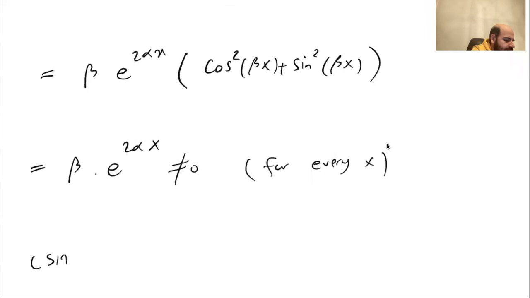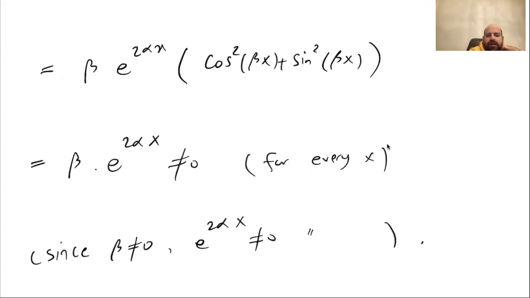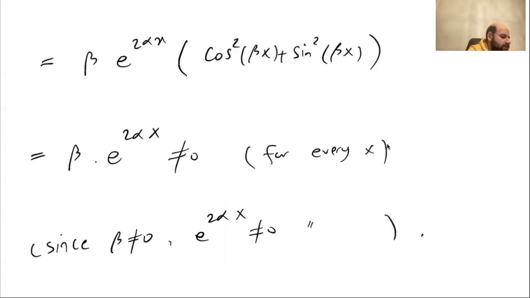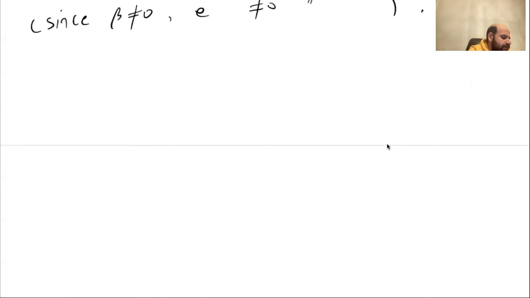Since beta is not equal to 0, and e to power 2 alpha x is also not equal to 0 for every x. So the Wronskian is not 0 for every x. Please remember that even if the Wronskian is not 0 even for one value of x, that would be enough to conclude that the functions are linearly independent. But here the Wronskian is not 0 for every x. So we can conclude that the functions are linearly independent. So G1 and G2 are linearly independent.